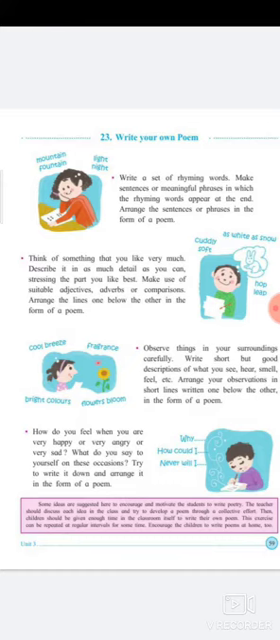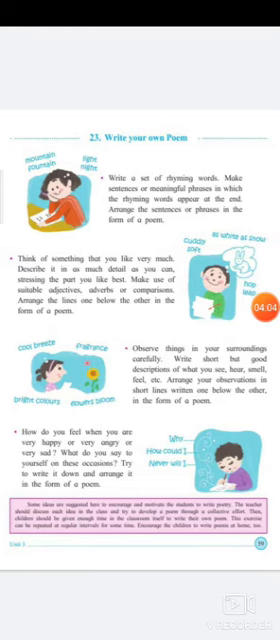Observe things in your surroundings carefully. Write a short but good description of what you see, hear, smell, feel, etc. Arrange your observations in short lines, written one below the other in the form of a poem. So you have to observe the things that surround you, and write carefully about them. A short but good description should be there, of what you see, what you feel, what you hear, what you smell, etc.